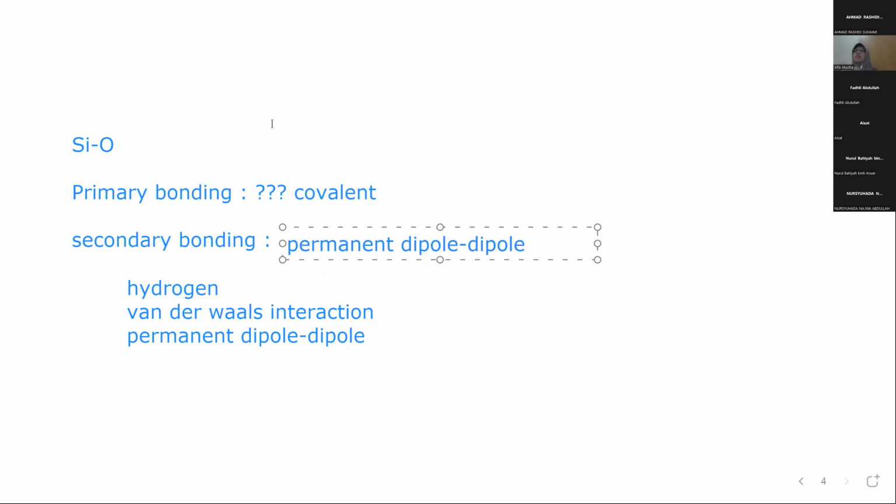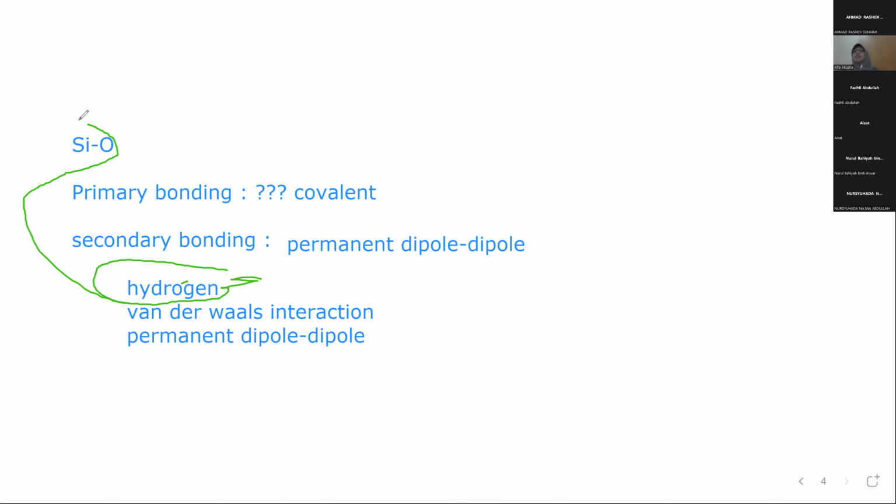Permanent dipole, not hydrogen bonding. Why is it not hydrogen bonding? Because hydrogen is not attached to oxygen, fluorine, or nitrogen. The simple way: there is no hydrogen over there. It's just silicon and oxygen, no hydrogen. And then why is it not van der Waals interaction?